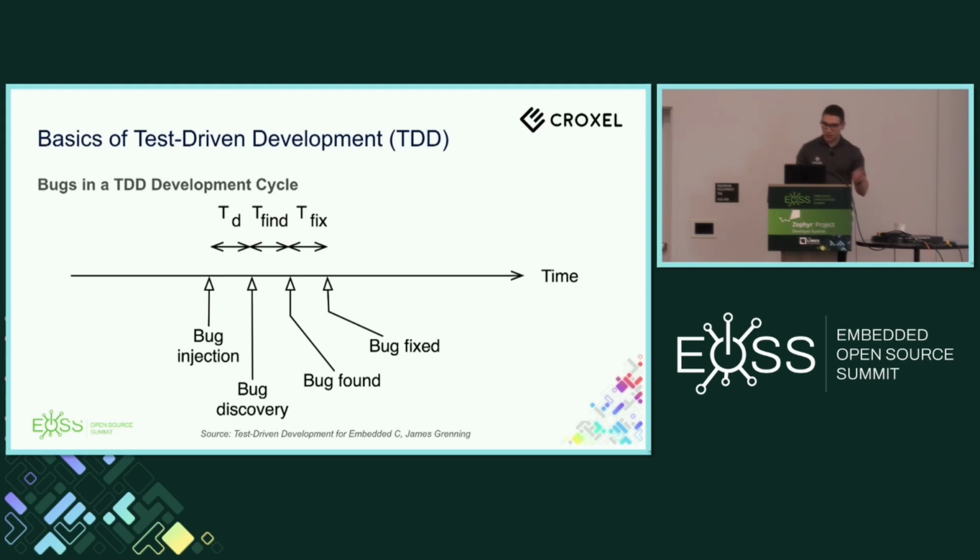OK, so we are familiar with that one. Let's see this one: bugs in a TDD development cycle. Usually, and obviously there are exceptions, but in general, what TDD focuses on is that as we're developing the code, we're testing it.